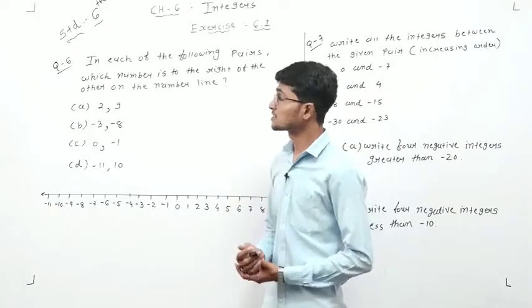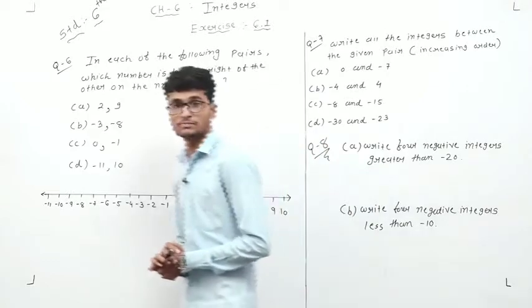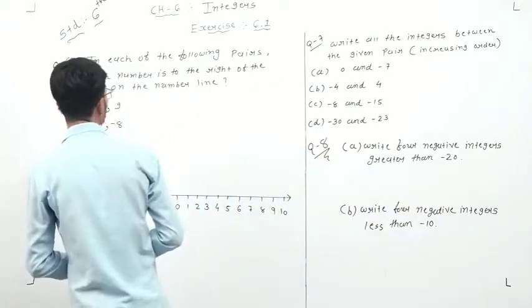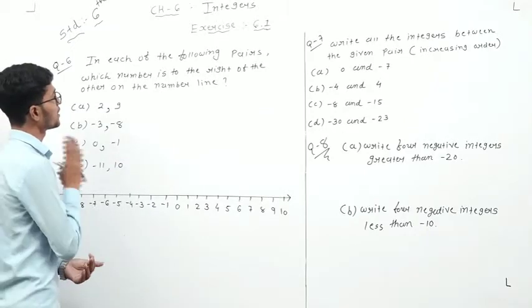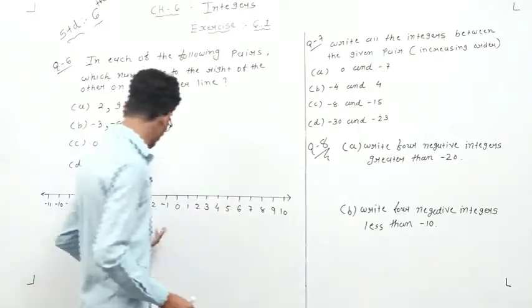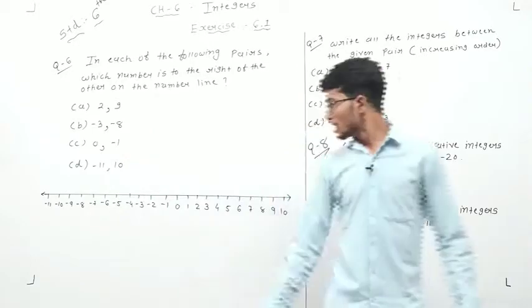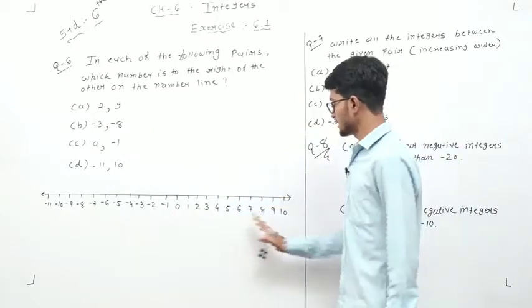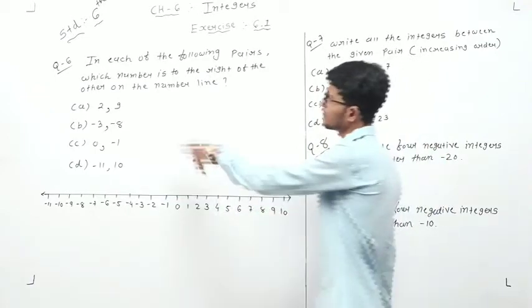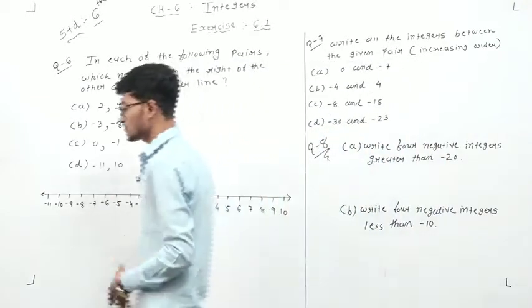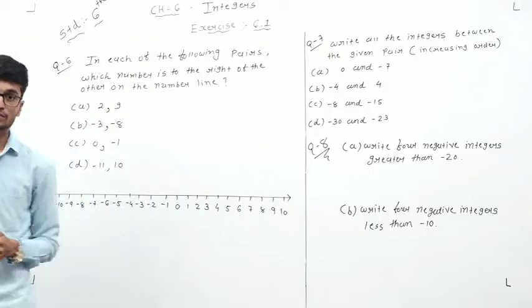Now next, question number 6 of exercise 6.1. In question number 6: in each of the following pairs, which number is to the right of the other on the number line? Here I will draw a number line. On the number line, with 0 in between, this side is positive numbers and this side is negative numbers. We have to find which number is to the right side of the other number, right?